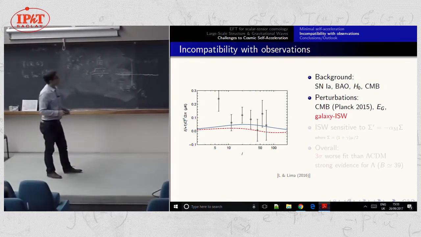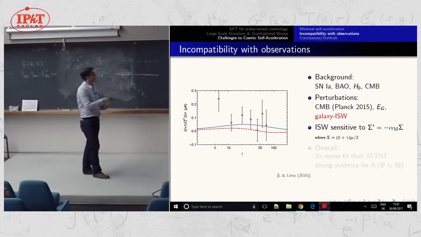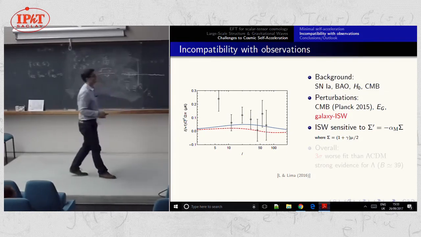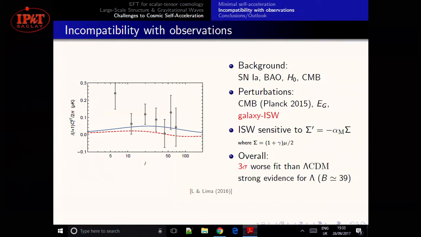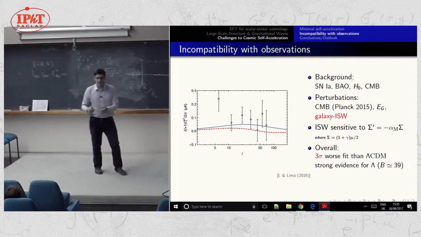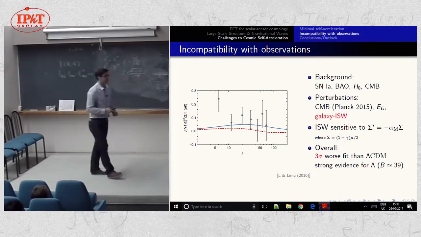Now, why is the ISW so interesting to test cosmic acceleration? Here you can see this directly. Basically, what we're testing is an evolving lensing potential. That's this sigma prime here, and that's directly proportional to alpha m, the running of the gravitational coupling. And that is exactly the thing that is supposed to cause cosmic acceleration. So it's very sensitive to this effect. Now, we do an overall fit to this data, and what we find is that this minimal modification you can do fits 3 sigma worse than lambda CDM. So we get strong evidence here for a cosmological constant over a modification of gravity.